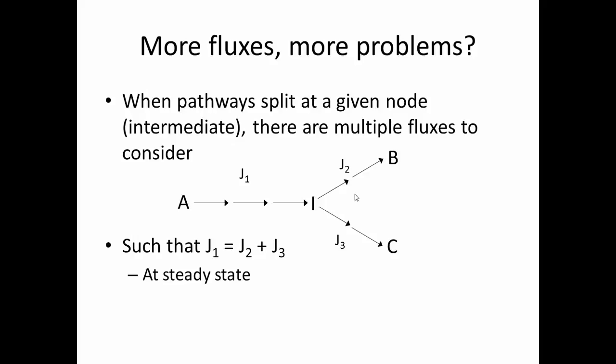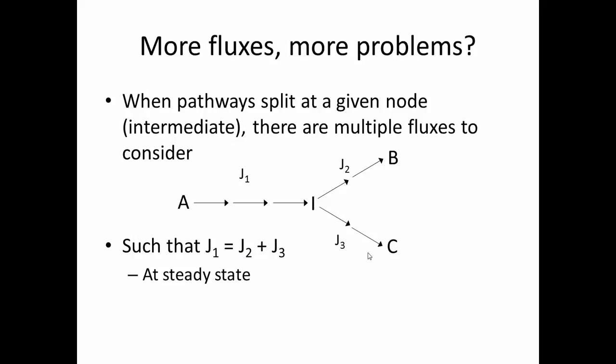Well, when pathways split at a given node, or intermediate in this case, our I here, there are multiple fluxes to consider. So you've got J1, which is our flux from A to I, but then you also have J2 from I to B, and J3 is our flux from I to C. And these fluxes can be thought of in such a way that you have J1, which is going to be equal to the sum of J2 and J3.